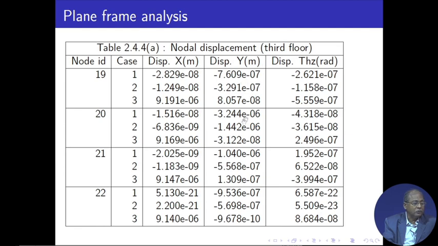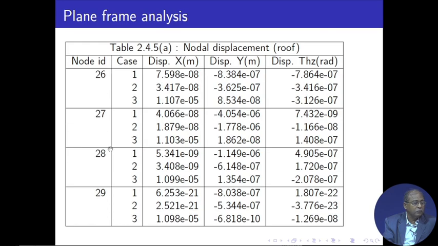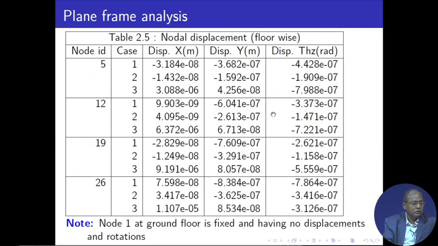So, this is the third floor nodes, third floor, then roof nodes. Just node number 1 is ground, that is 0. So, 5, 12, 19 and 26, those nodes I have given.